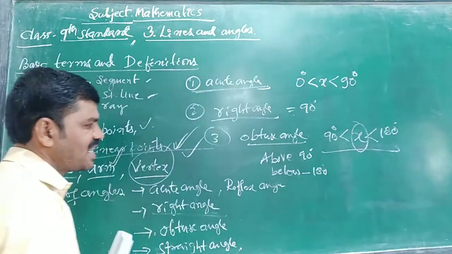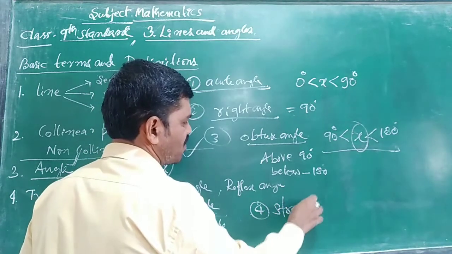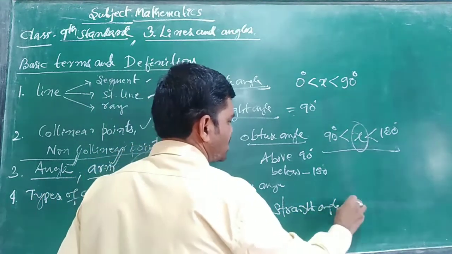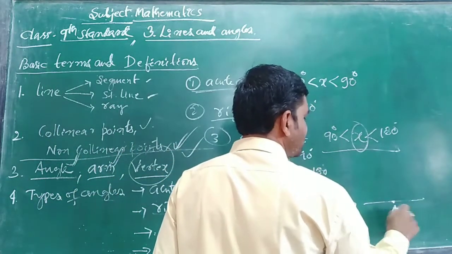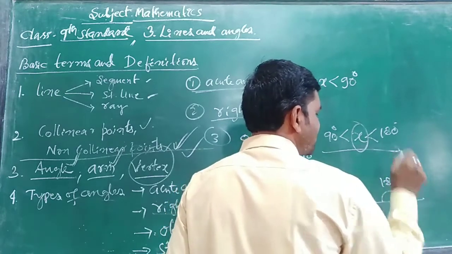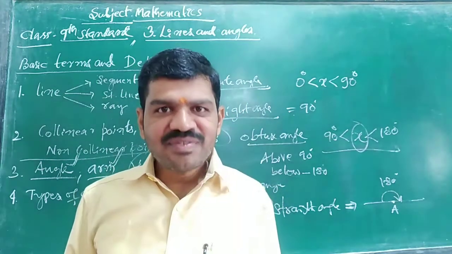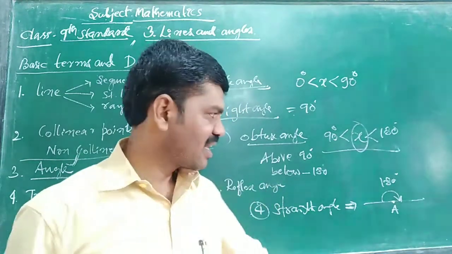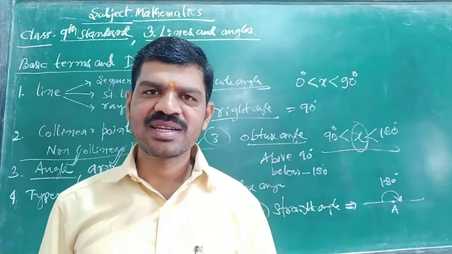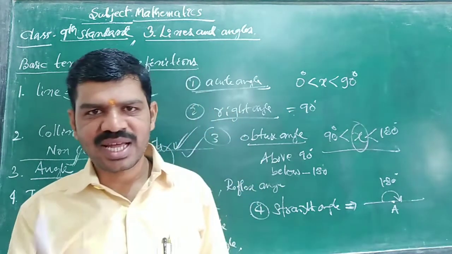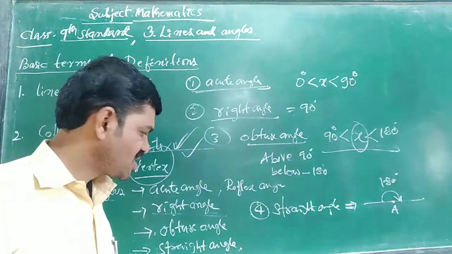Now straight angle. So fourth one, straight angle. Straight angle means it is a straight line at the point A, which is always measuring 180 degree. Whatever angle we measure on a straight line at point A, which is measuring 180 degree, if any line is measuring 180 degree, that line and angle is called straight angle.